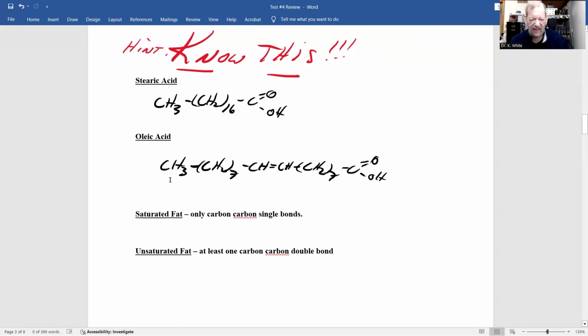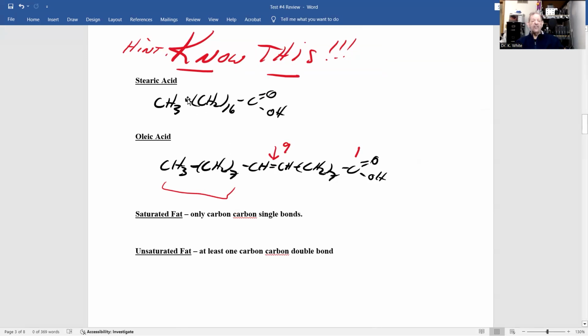And oleic acid has 18 carbons, but at carbon 9, this is 1 plus 7, that makes this 9, there's a double bond. And then you have 8 more carbons. So there's a total of 18, but you have 1 double bond in oleic acid. And that double bond can be cis or trans.